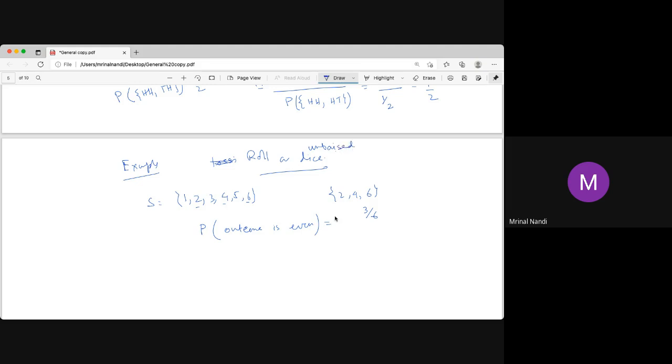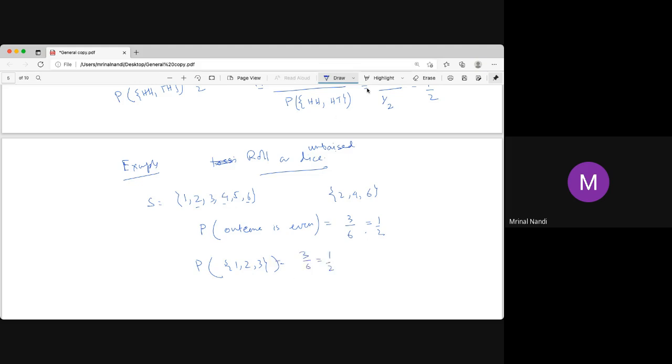Something called a fair die, unbiased die, uniform die. So everything is 1 by 6, 1 by 6, 1 by 6. So it is just 3 by 6, half. If I say the probability of 1 to 3, what is this? Again, it's 3 by 6, half.